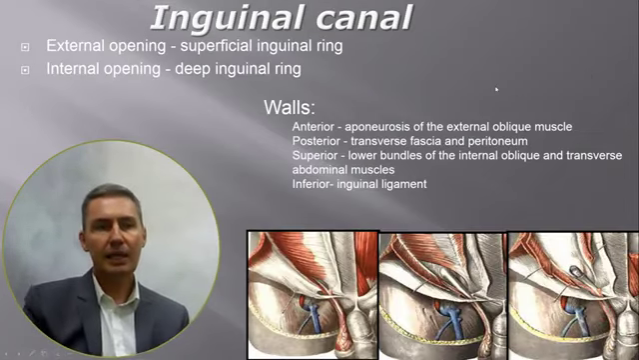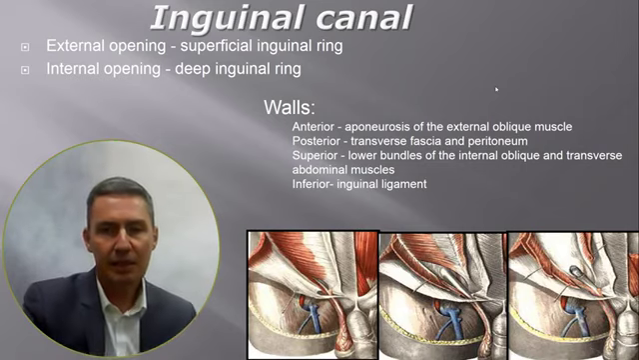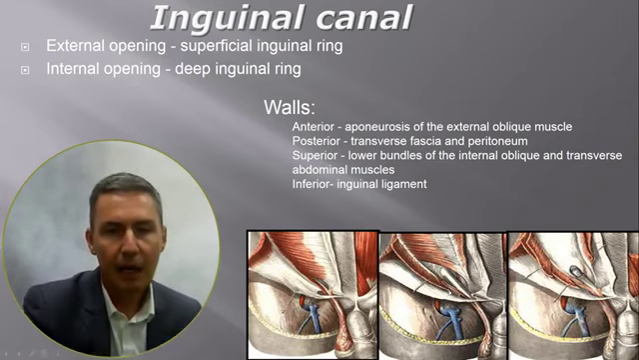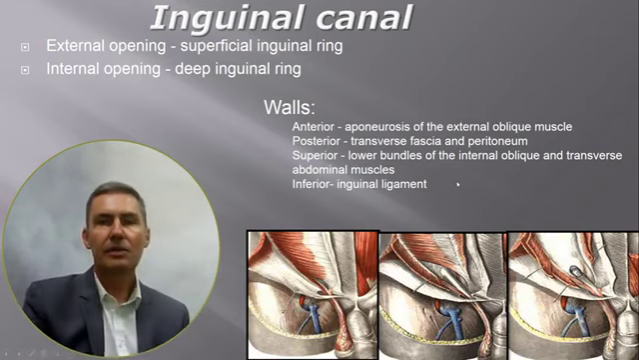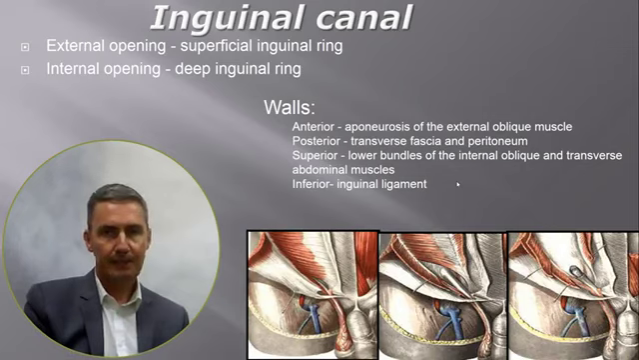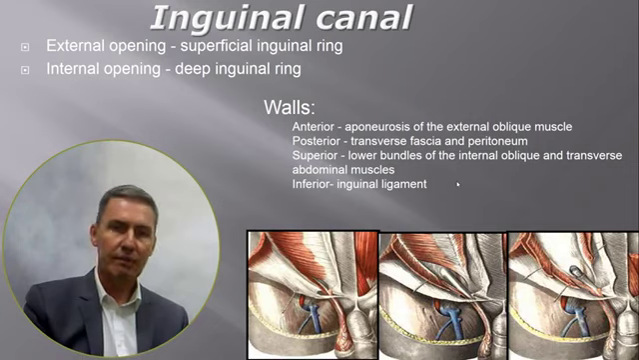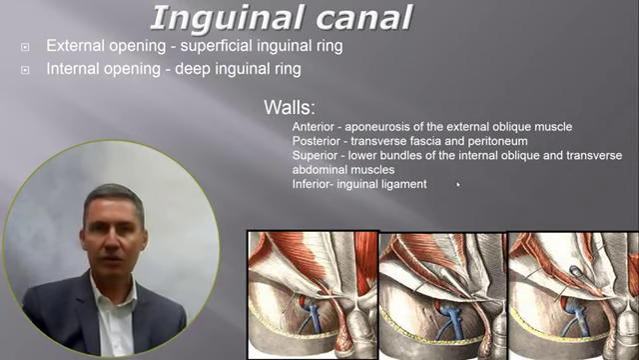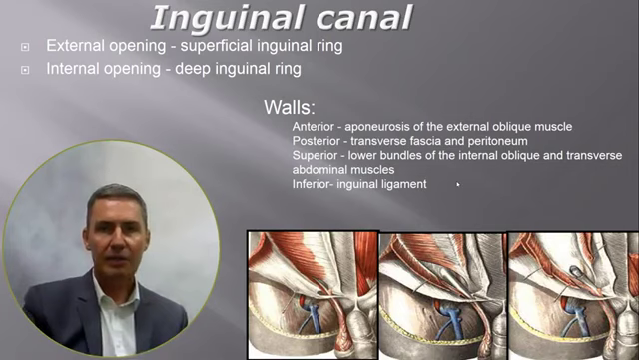This inguinal canal has the external or superficial inguinal ring and internal or deep inguinal ring. These are the openings transmitting the spermatic cord, and these openings are located in the walls of the inguinal canal. To understand the walls of the inguinal canal, you have to remember the position of the broad muscles of the abdominal wall.